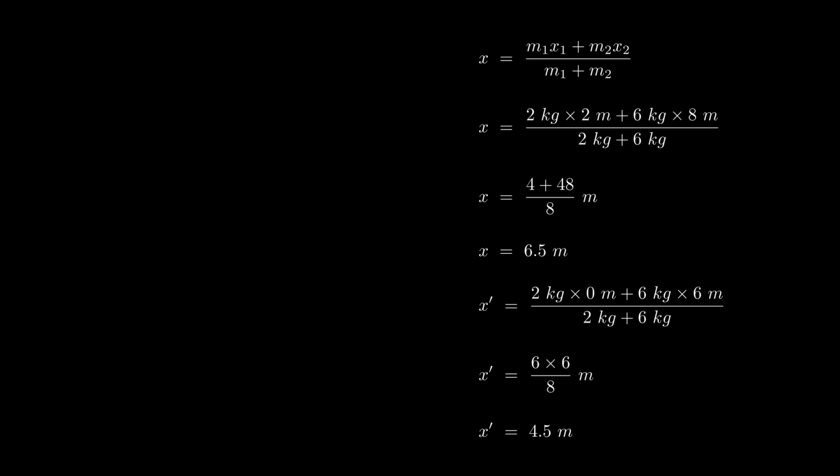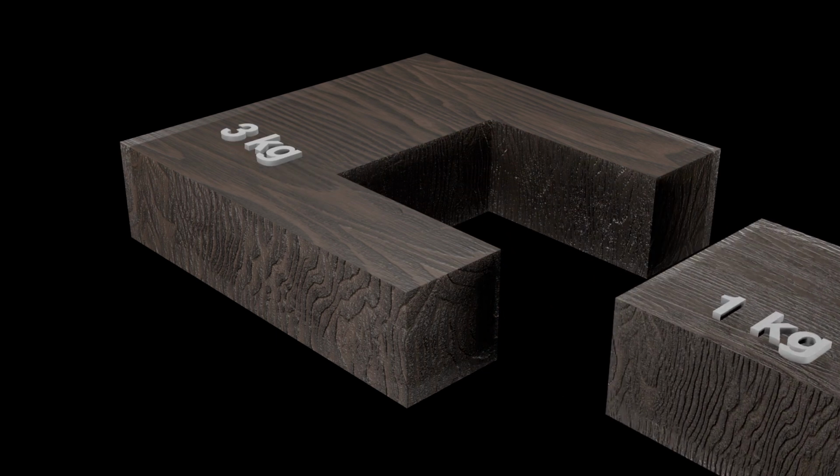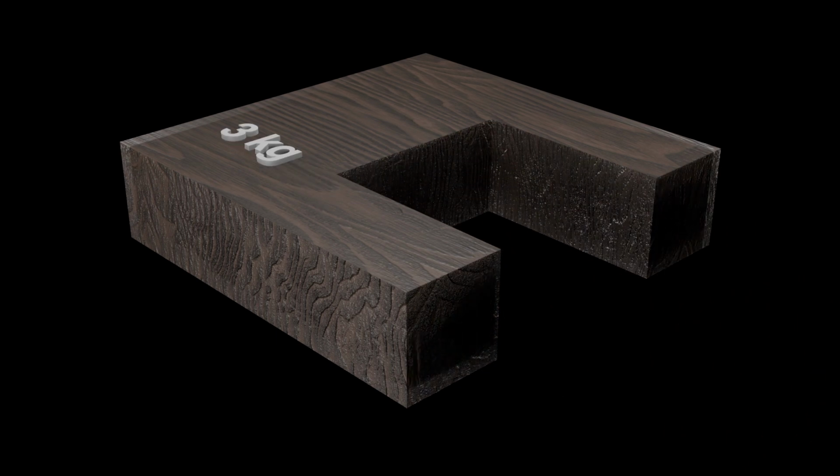Let's proceed to the next question. Displayed on the screen is a uniform wooden square prism, weighing 4 kg. It's understood intuitively that the center of mass for this block is situated at its midpoint. A smaller square prism, weighing 1 kilogram, is taken out of this block. Our goal is to determine the center of mass of this remaining 3 kg section of the wooden block.